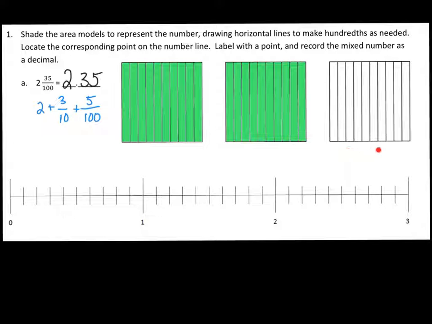So this represents tenths. So if we color this in, this would be 10. So let's do that. This is 10. This is 20. This is 30. Now I can't make another one because that would be 40. So what I have to do is, because we're in the hundredths, I have to now cut this piece up into another tenths to make a hundredths.